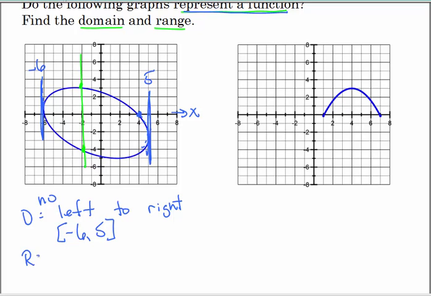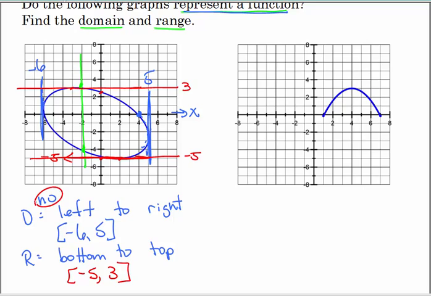Now the range, a little bit harder, because our brain wants to go from the top down to the bottom. But you've got to go from the bottom to the top, the negative numbers to the positive numbers. So that's not the lowest point, but pretty much that is, and that's at -5. And again, that's not the highest point. I think this is. And that looks like about 3? So we're going to go from -5 to +3, and this is not a function.